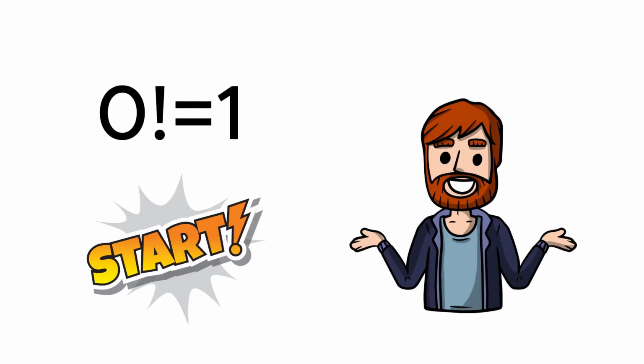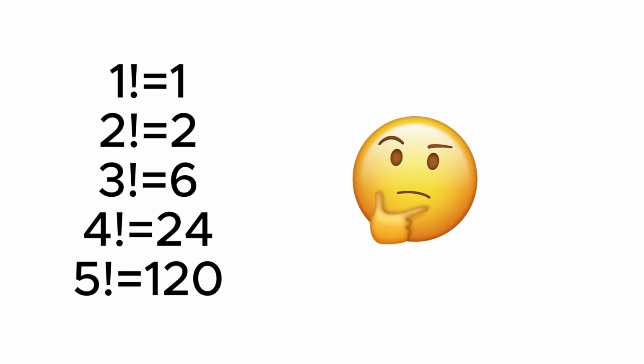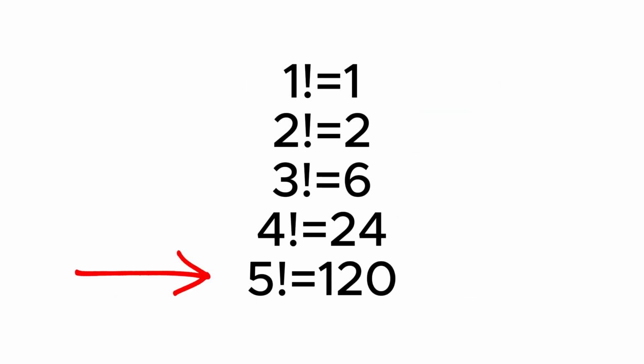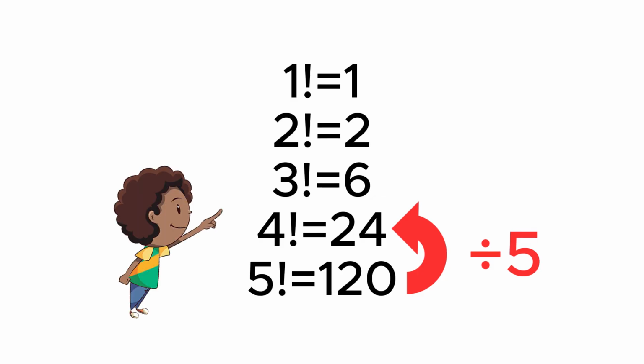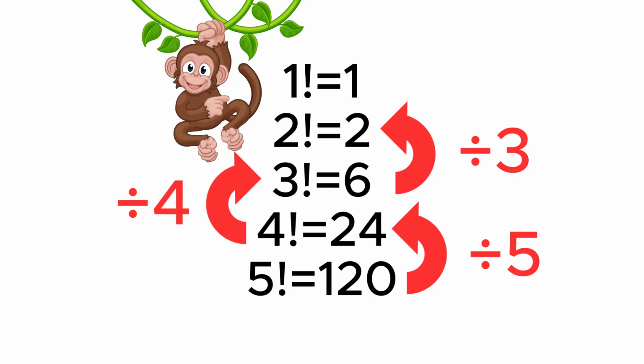To start, let's look at a list of factorials, from 1 to 5. Are there any patterns? Notice what's happening when you move down the list. To go from 5 factorial to 4 factorial, you divide by 5. From 4 factorial to 3 factorial, you divide by 4. From 3 factorial to 2 factorial, you divide by 3. From 2 factorial to 1 factorial, you divide by 2.